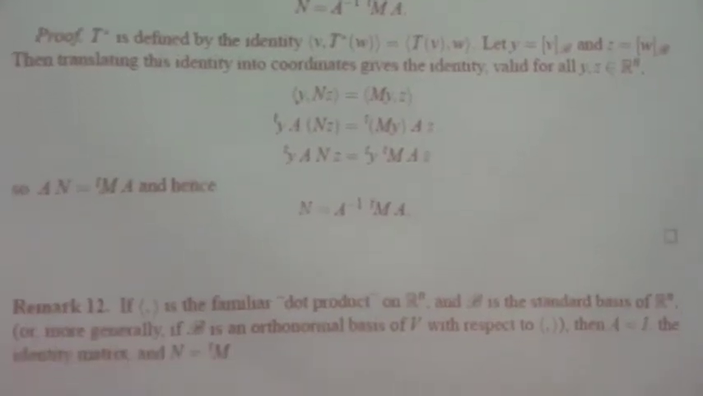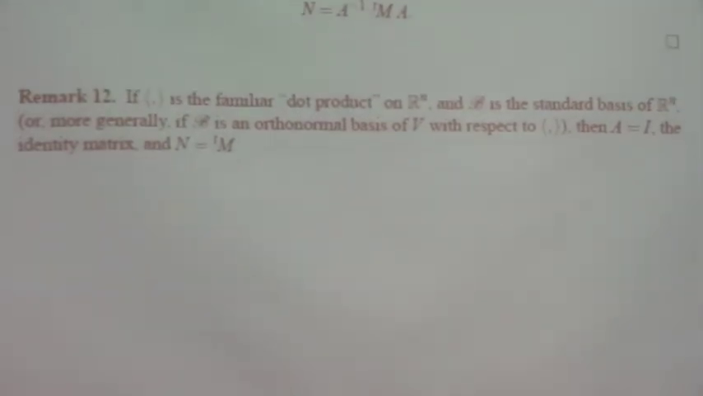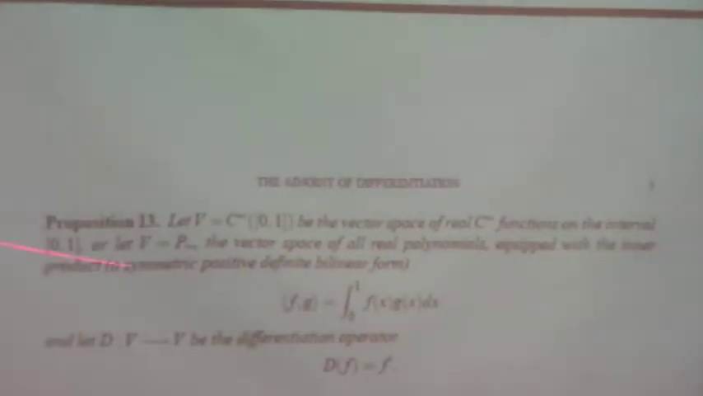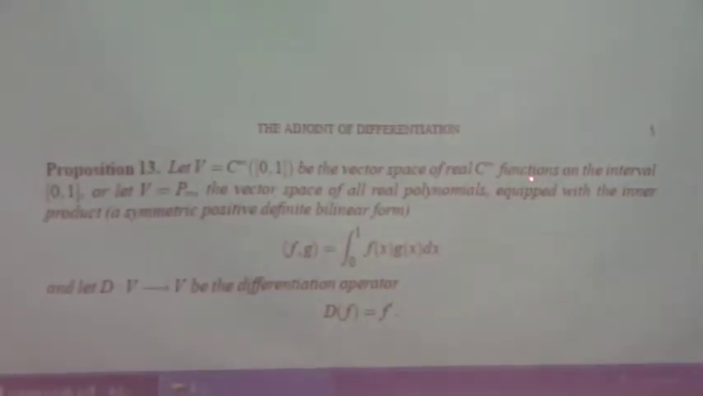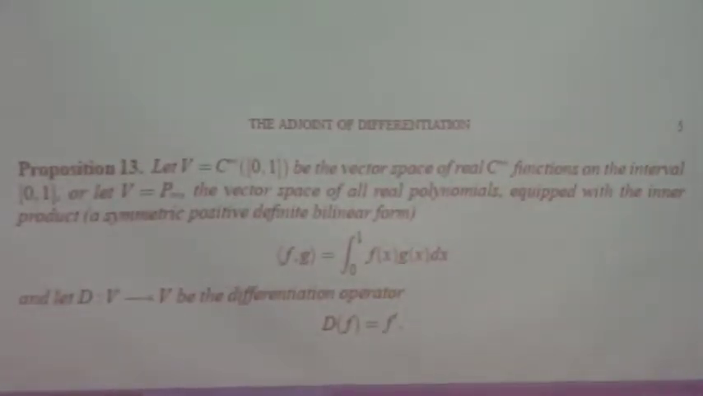Okay, so with all these remarks, let's do an example. Let's start here with considering the space of either all real C infinity functions on [0, 1] or the space of all polynomials on [0, 1]. So we have this vector space, and we'll look at this inner product. The inner product of f and g is the integral from 0 to 1 of f(x) times g(x) dx. And we'll look at the differentiation operator.